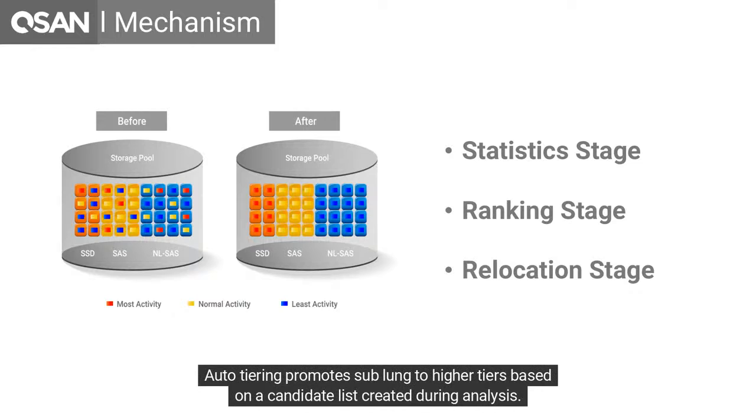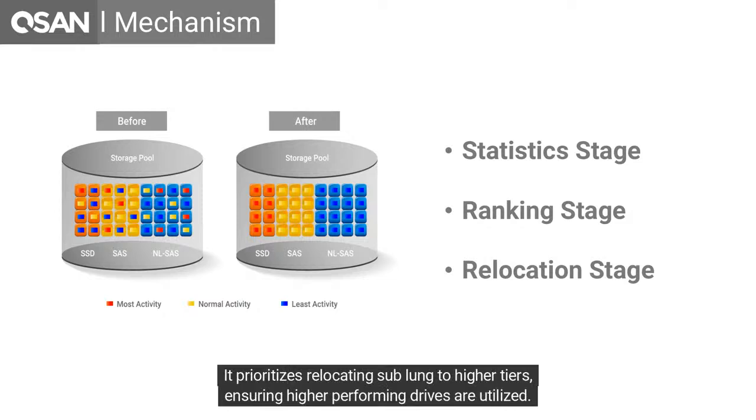Auto-tiering promotes sublong to higher tiers based on a candidate list created during analysis. It prioritizes relocating sublong to higher tiers, ensuring higher performing drives are utilized. Data is moved to higher tiers during I/O if space is available and the tiering policy allows.